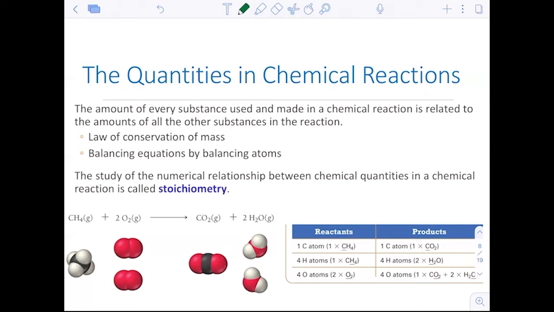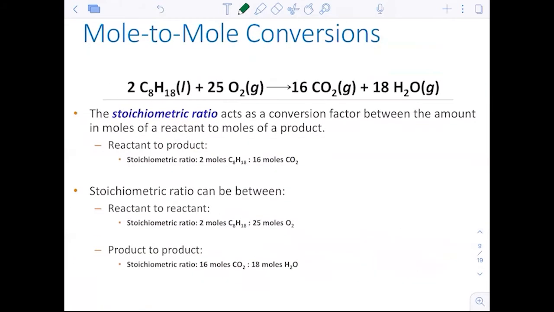And we can see even down here in the molecular view, there's 1 methane for every 2 oxygens, and will produce 1 carbon dioxide and 2 water molecules. That number is a quantity that we can take through. If we know the amount of atoms, we technically know the moles. And that is very, very important for us. The mole conversions in a balanced chemical reaction.